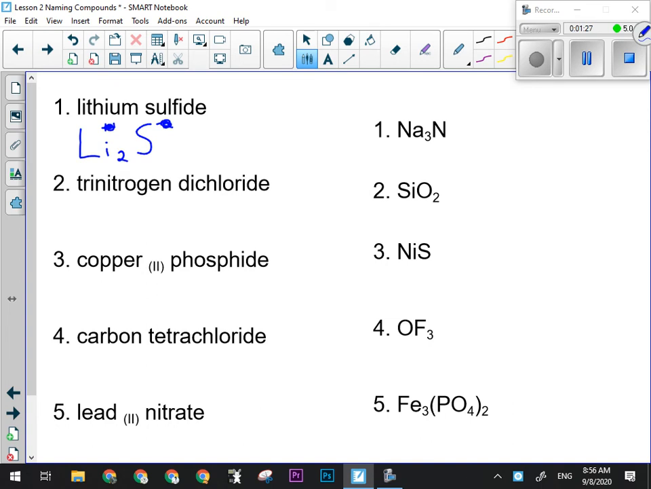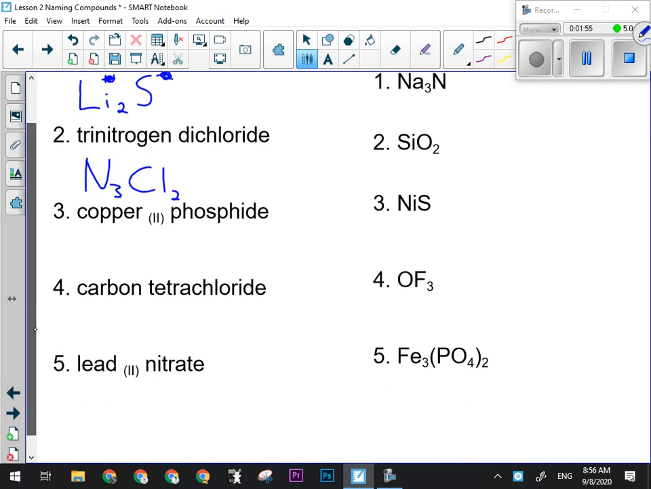For number 2, trinitrogen dichloride. The presence of prefixes would indicate this is what kind of compound? Molecular. All I have to do then is write the formula for nitrogen, which is N. The prefix is tri, so how many? 3. Chloride is Cl. Prefix is di, which is 2. All right, and we're done with that.